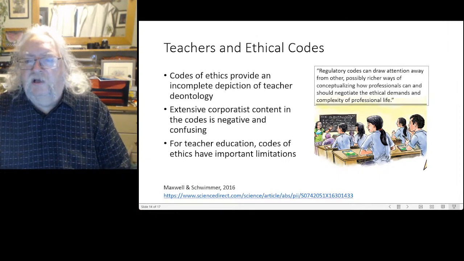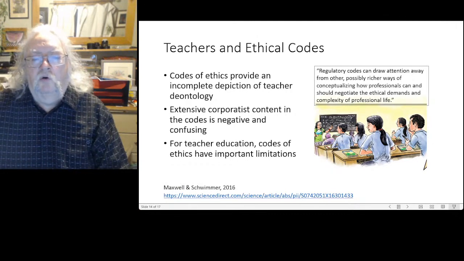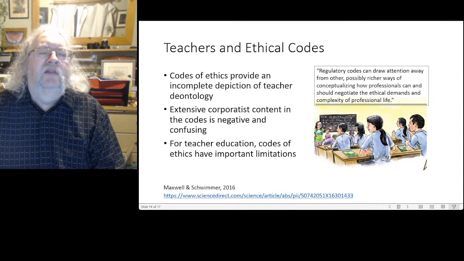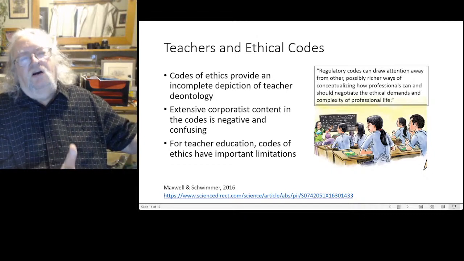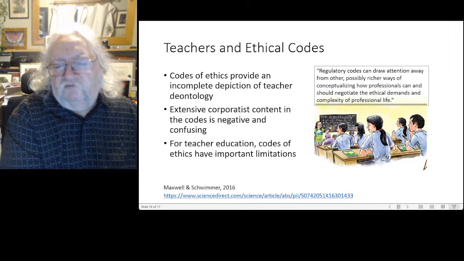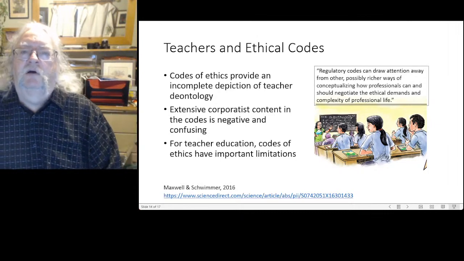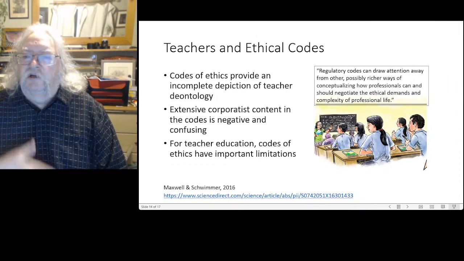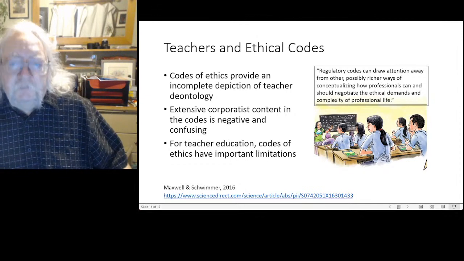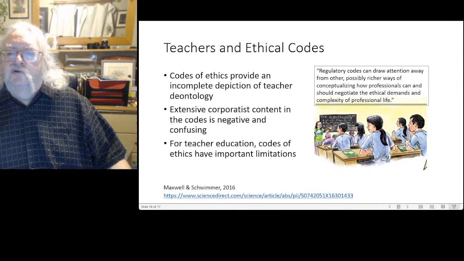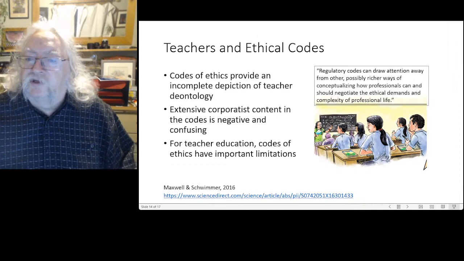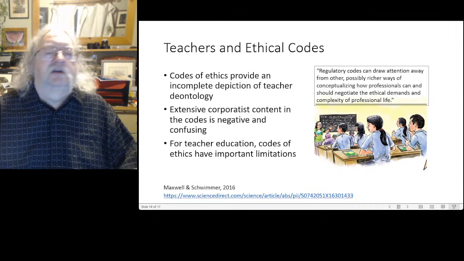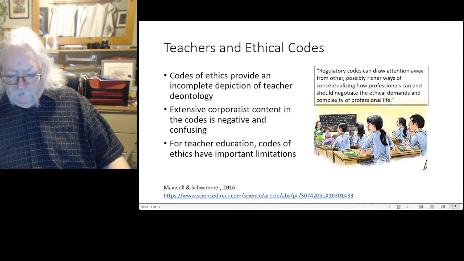The main conclusion that they draw is, for teacher education, codes of ethics have important limitations. And I think the way we could phrase that is, they'll talk about the function of being a teacher in a functionary sort of way. But they don't talk about the practice of being a teacher, the way it actually works out for real teachers in real circumstances. Or to put it another way, regulatory codes can draw attention away from other possibly richer ways of conceptualizing how professionals can and should negotiate the ethical demands and complexity of professional life.